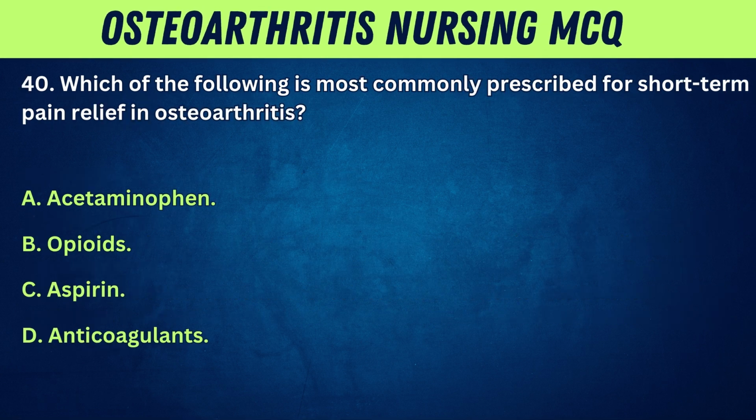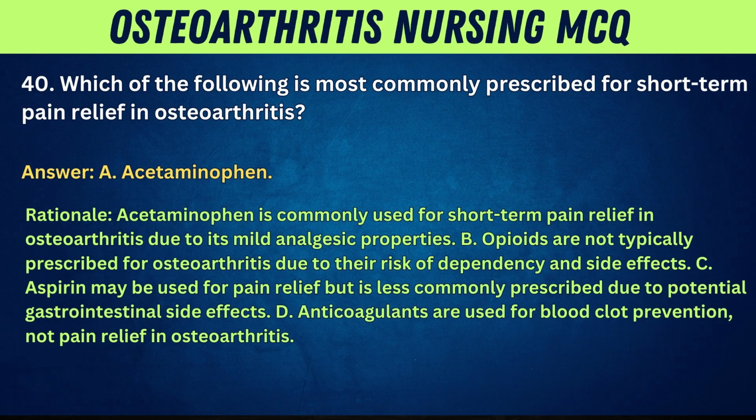40. Which of the following is most commonly prescribed for short-term pain relief in osteoarthritis? A. Acetaminophen. B. Opioids. C. Aspirin. D. Anticoagulants. Answer: A. Acetaminophen. Rationale: Acetaminophen is commonly used for short-term pain relief in osteoarthritis due to its mild analgesic properties.